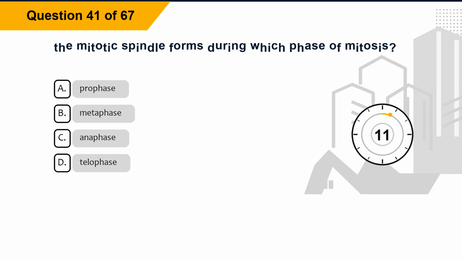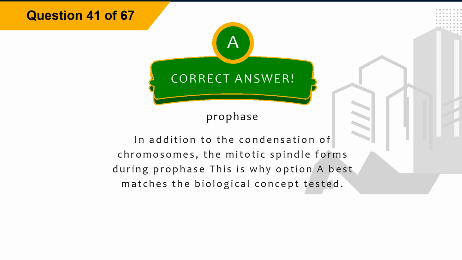Question 41. The mitotic spindle forms during which phase of mitosis? Option A, prophase. Option B, metaphase. Option C, anaphase. Option D, telophase. The correct answer is option A, prophase. Explanation.